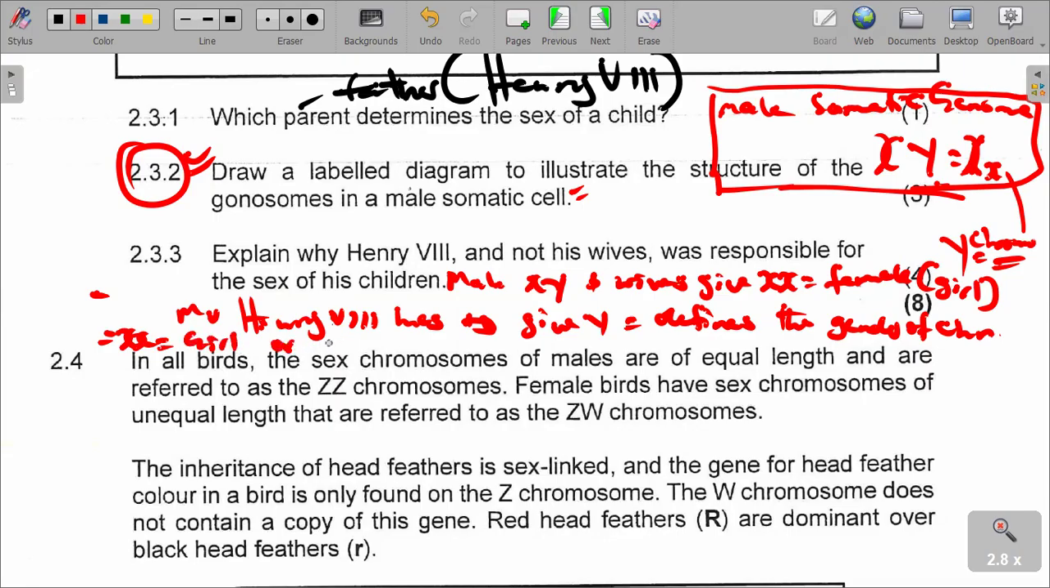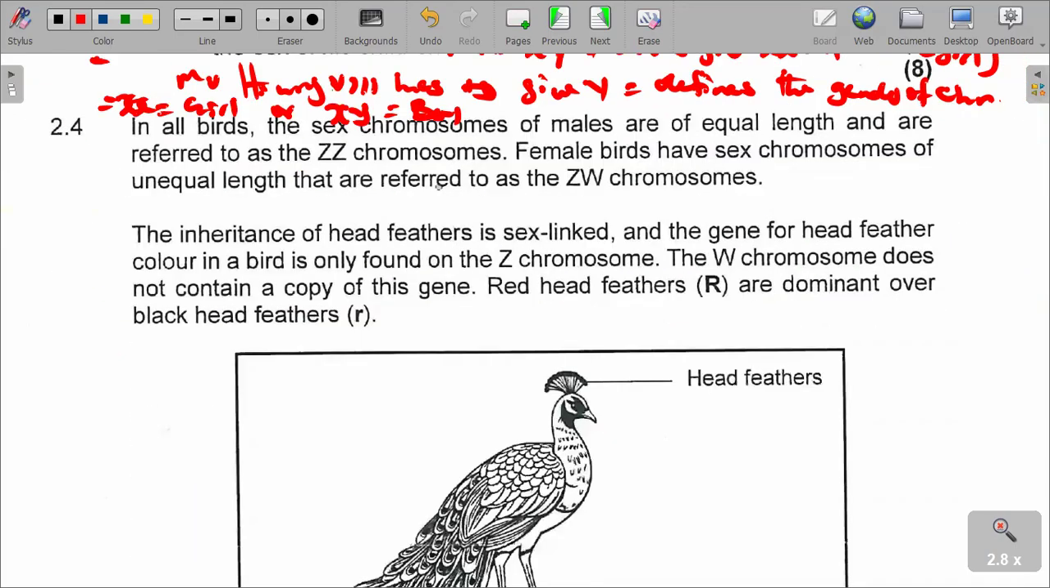Or if he gives a Y and the wife gives an X, they would have a boy child. So this is a sex determination question: males define the gender of the children, because XX defines a girl and XY defines a boy, where the Y must come from the father. That is what we need to understand in this case.